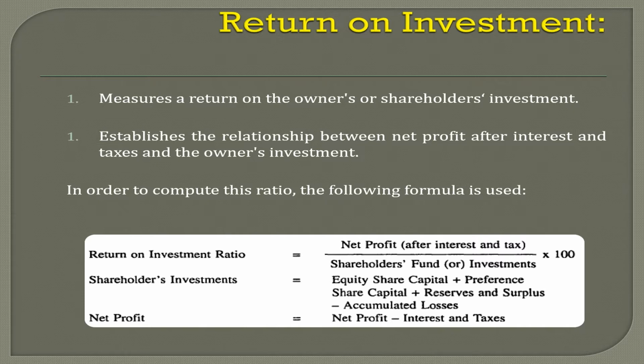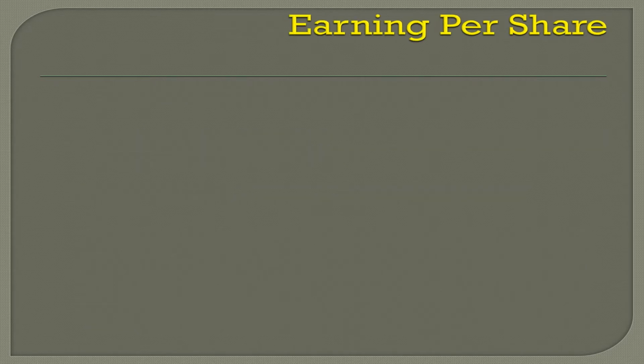Now, shareholders' investment or funds is equal to equity share capital plus preference share capital plus reserves and surplus minus accumulated losses. And net profit is equal to net profit minus interest and taxes. Next one is earning per share. It is also known as EPS.